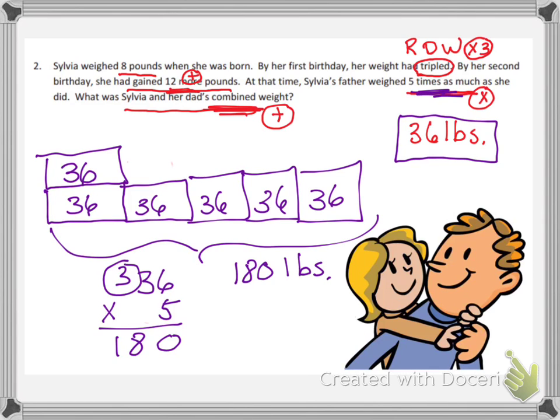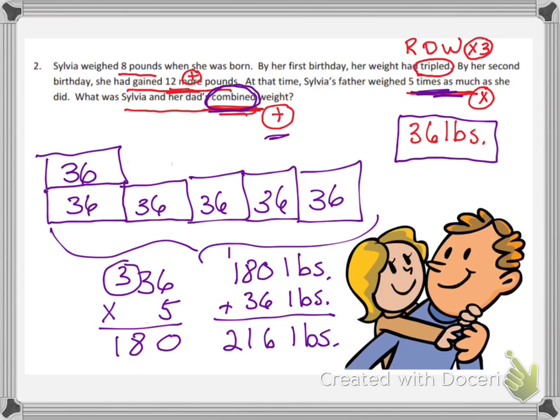We have our last step that we need to focus on, and we have that word combined weight. And when we hear the word combining, we're taking some things and we're putting them together. So that means we're going to add. So if her father weighed 180 pounds and she weighed 36 pounds, we're going to add these up and get 6. 8 plus 3 is 11. Put the 1, carry the 1. 1 plus 1 is 2. So they both weigh together 216 pounds.